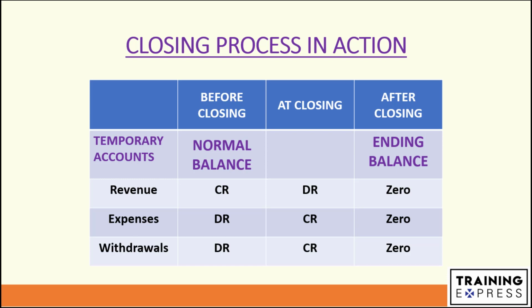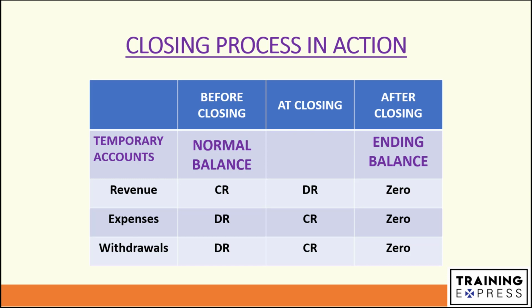Now because we are trying to make their ending balance zero, in order to do that, we will just transfer their balance to the opposite side, and this way their balance will be zero. So for example, the normal balance for revenue is a credit balance. So when I debit the revenue with the same amount, the ending balance will become zero.